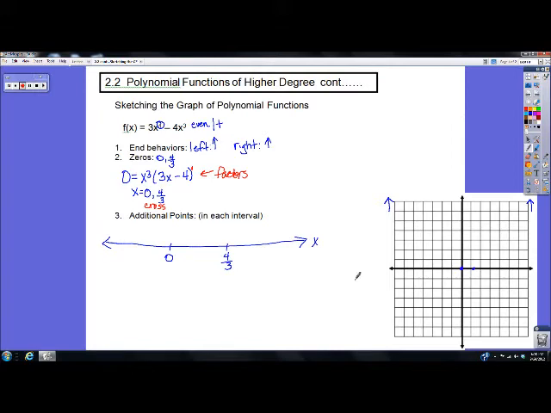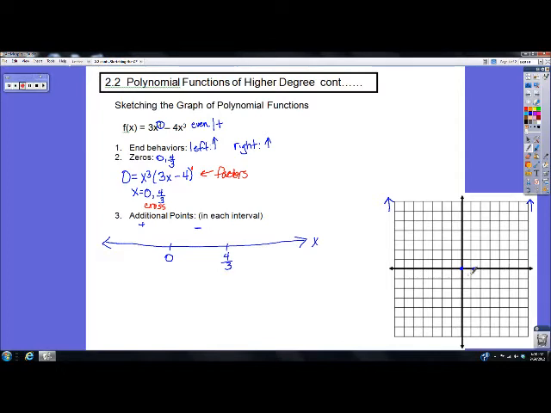Now we know that over here on this left hand side we're going to have a y value that's up here above the x-axis. We know that this is going to be a positive y value. We know that right down in here my y value should be negative because I'm going to be crossing over down here.